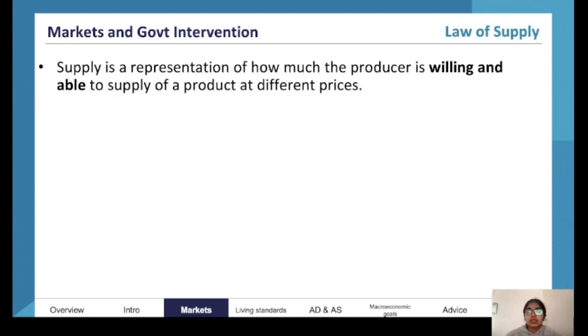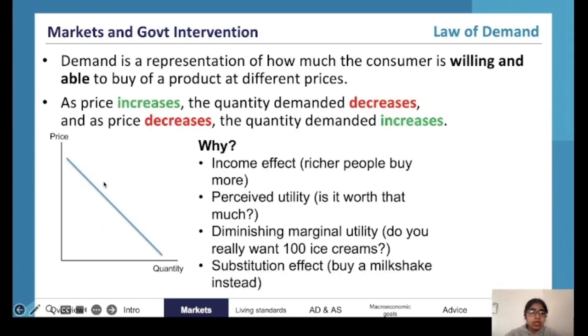Okay, so now let's talk about the law of supply. Oh, I want to highlight one more thing. So this curve is downward sloping. So as the price increases, quantity demanded is really low. As the price decreases, quantity demanded is really high.